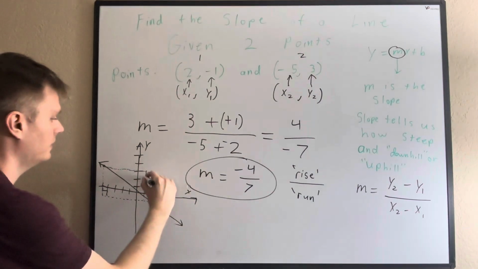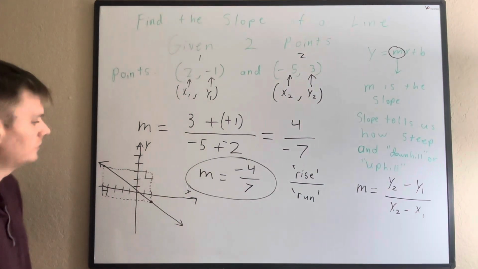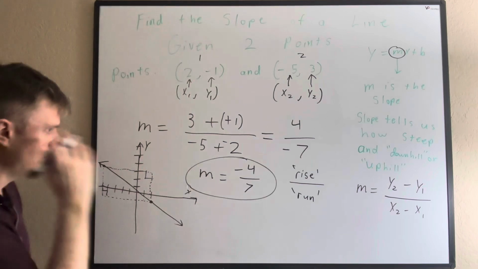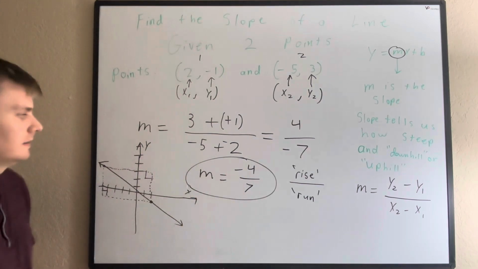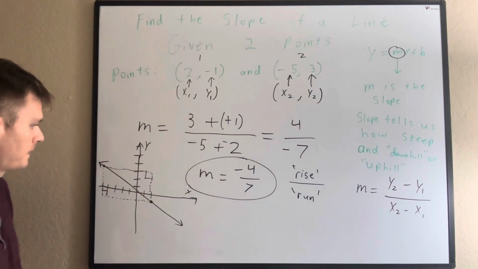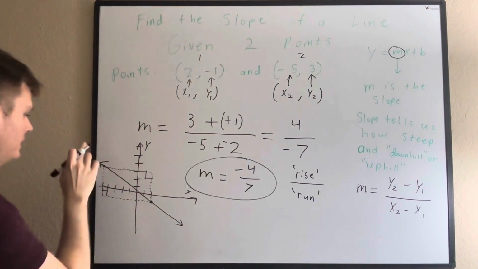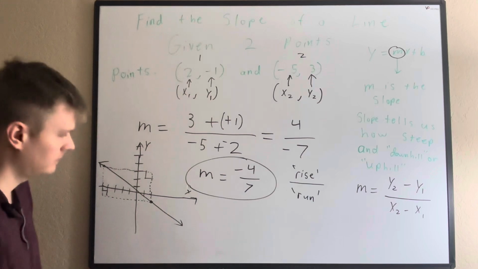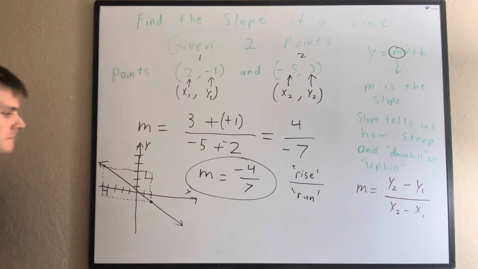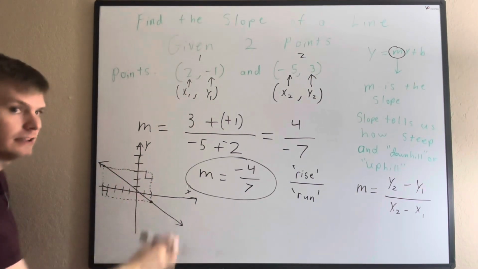So you can go either way. You just gotta make sure your signs are correct and you're using them properly. Rise over run. Makes a nice rectangle there.